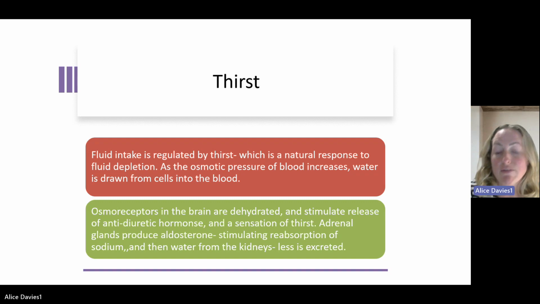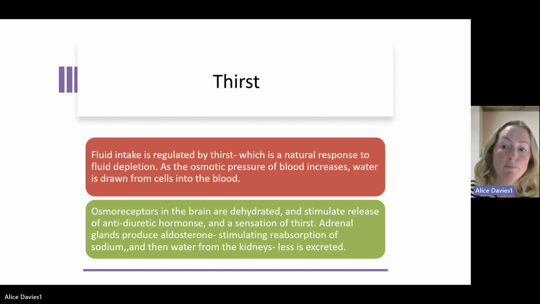So fluid intake is regulated by thirst. It's our natural response to fluid depletion. So the osmotic pressure of blood increases, water is drawn from the cells and into the blood. So the movement of fluid out of the intravascular space and into the interstitial space is dependent on those opposing osmotic and hydrostatic pressures. So hydrostatic pressure is determined by the pressure exerted at contraction of the heart and the resistance of the vessels and capillaries.